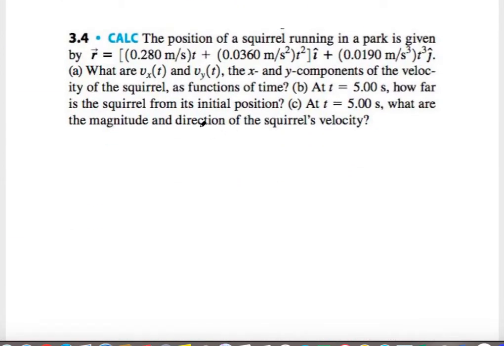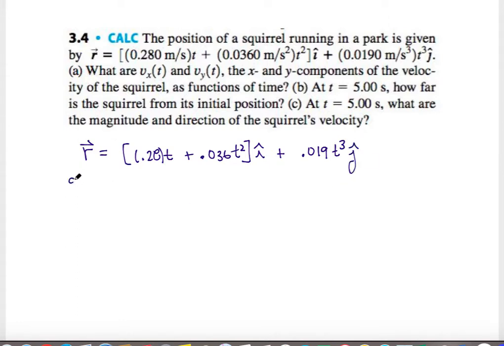Question 3.4 begins to involve a little bit of calculus. So I'm going to start by seeing what is given. The position of a squirrel is given in unit vector notation. I'm going to rewrite this just to make sure I'm absorbing it. So I have, for the i direction, or the x direction, 0.28 times t plus 0.036 times t squared. This is in my i hat direction, plus 0.019 times the cube of t in the j hat, or the y direction.